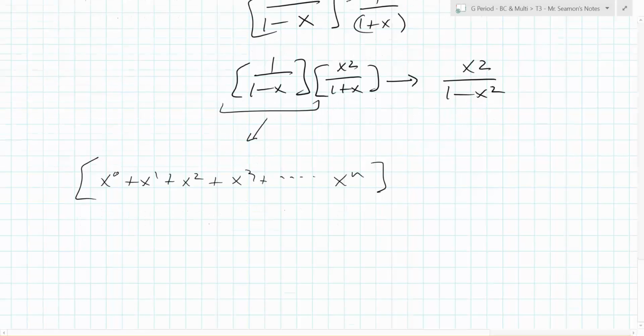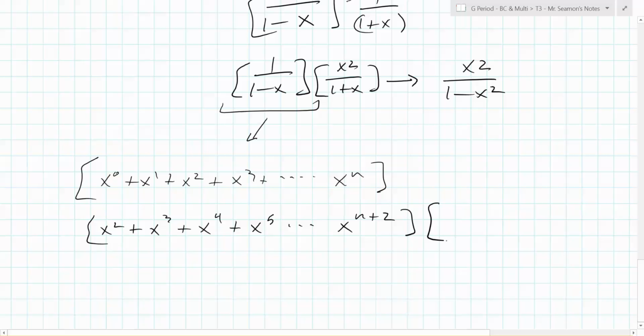So what are we going to multiply by? Let's multiply by x squared first and see what happens. What do you end up with? X squared plus x to the third plus x to the fourth plus x to the fifth, all the way up to x to the n plus 2. Again, am I sure this method is going to work? No, but I like trying it, right?